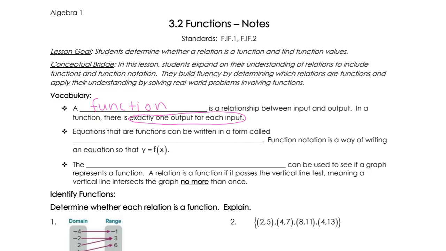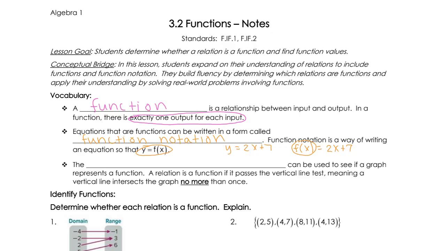Second vocab word here, equations that are functions can be written in a form called function notation. Function notation is a way of writing an equation so that y equals f of x, meaning f of x is the same thing as y. So when you're used to seeing maybe y equals 2x plus 7, you could also rewrite that as f of x equals 2x plus 7. So this f of x right here is that function notation.